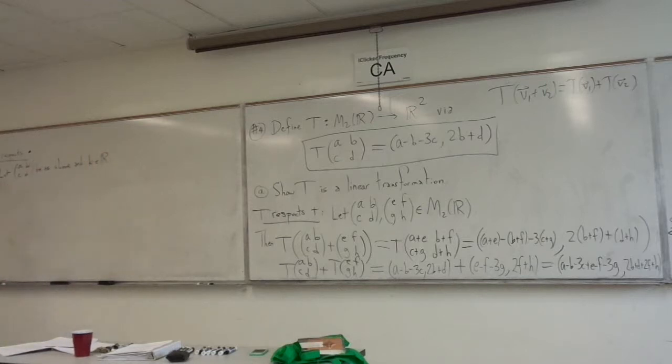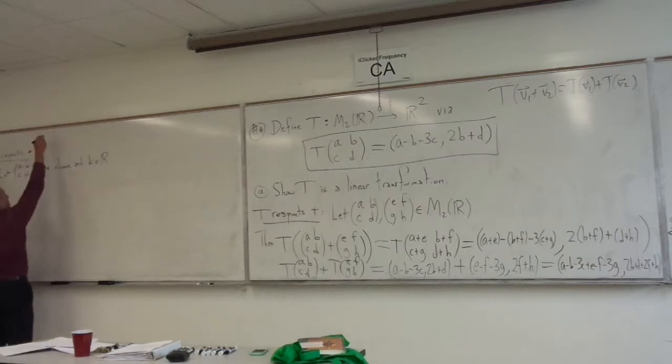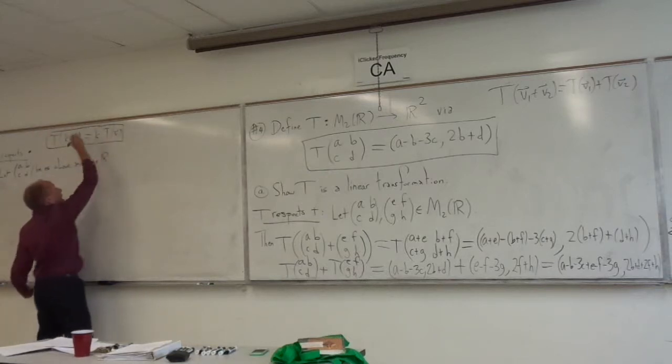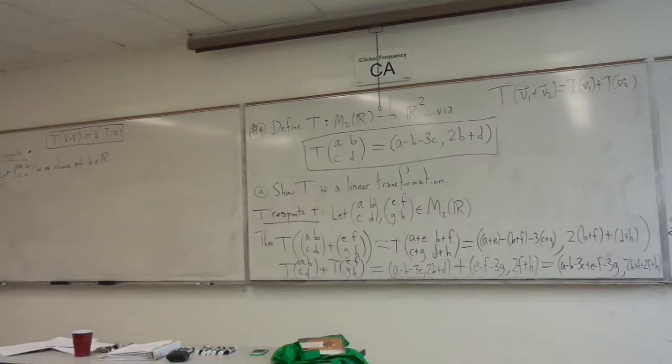Okay? We choose a scalar, and now what we're going to do, so I'll just remind you here, for T to respect scalar multiplication, we just have to check this equation. Basically, you want to show that you can factor out the constant. K is the constant here. Okay, so we have T of K times the matrix ABCD. What should I do with that?